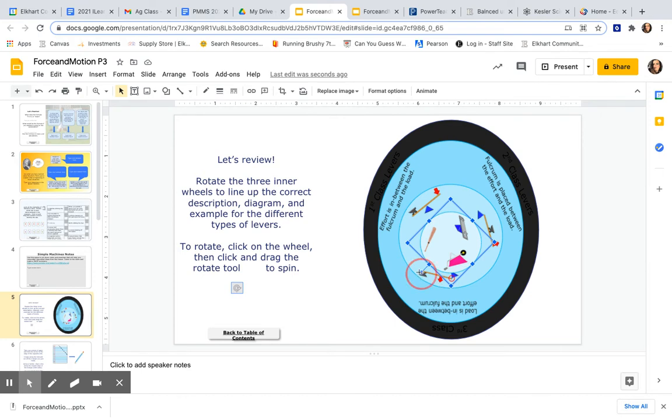So here's your rotate tool, and you'll just take it and rotate it until you have the right answer. See how I rotated it? That's what you're going to do. Okay?